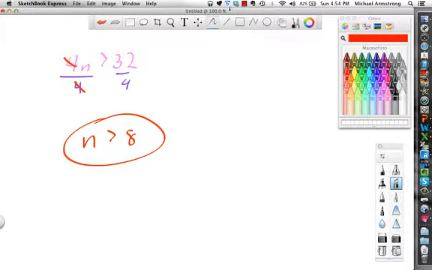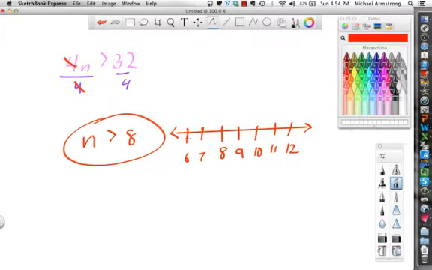If we put that on a number line again, 6, 7, 8, 9, 10, 11, 12, and of course the number line goes forever in both directions. It's not greater than or equal to, so that means that we have a hollow circle on 8. And since n is greater than 8, notice our arrow is pointing that way. We're going to point our line that way too.